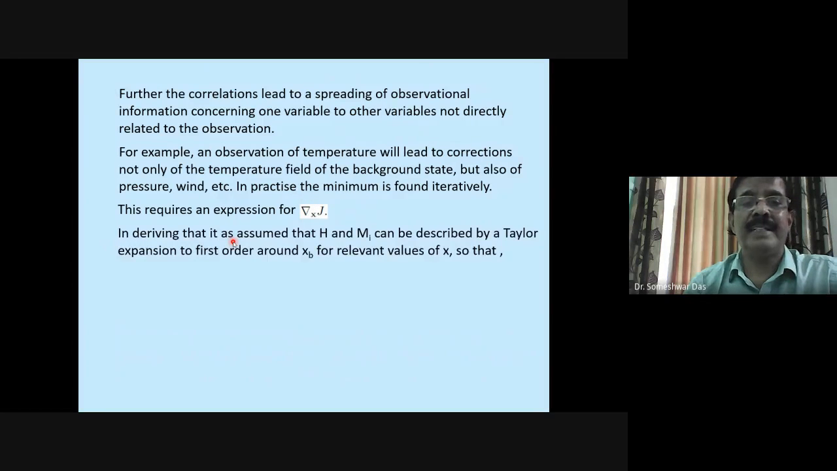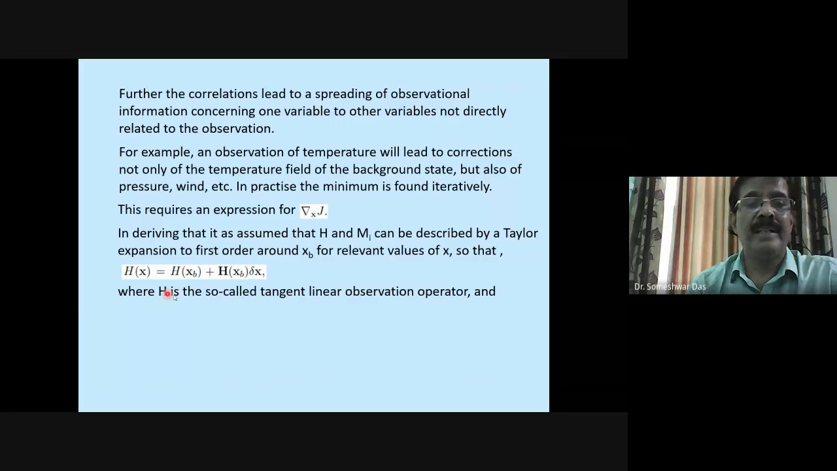In deriving that, it is assumed that h and mi, the observation operator and the forecast model operator, can be described by a Taylor expansion to first order around xb, the background analysis field, for relevant values of x, so that hx is equal to hxb plus hxb of delta x, where this h in bold is the so-called tangent linear observation operator.